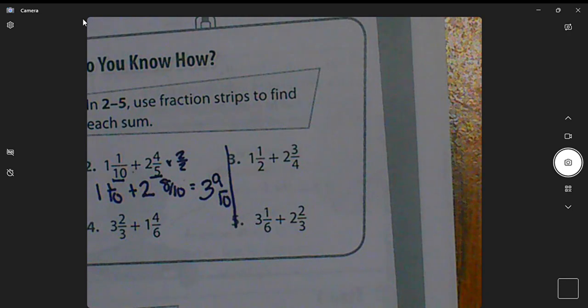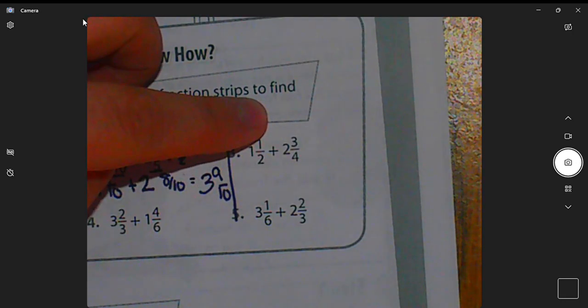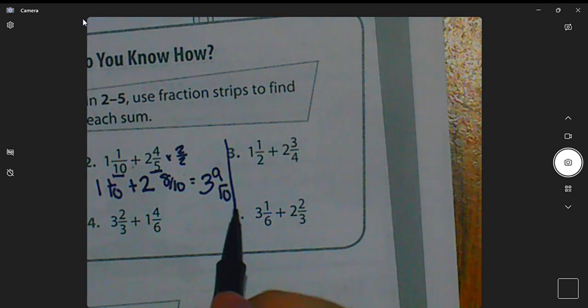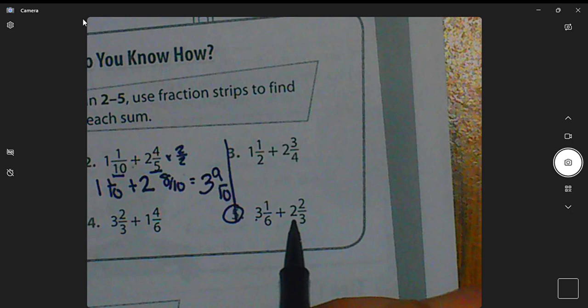I can do this another way as well. Once I get the same denominator, I can change them both into a fraction. I can do that way too. So we're going to look at number 5. 3 1/6 plus 2 2/3. Do I have the same denominator? No. Do I see a multiple in my denominators? Yeah. What multiple do you see? You're so right. It's 6.